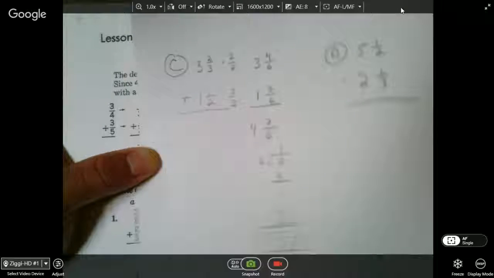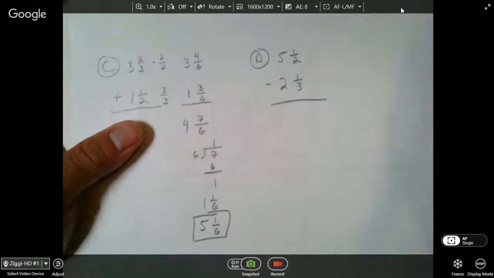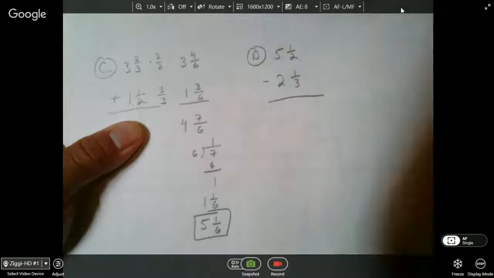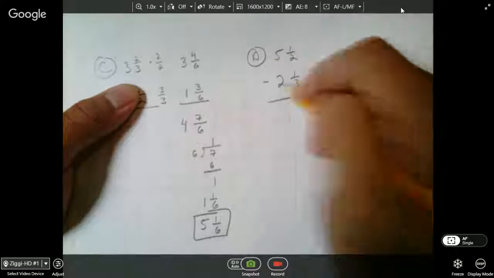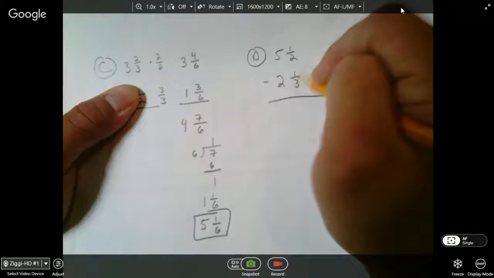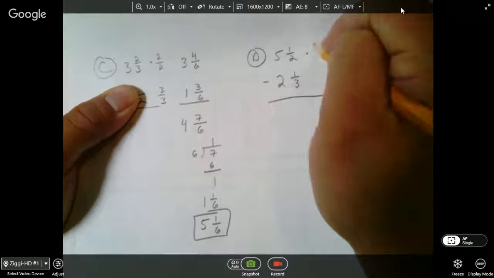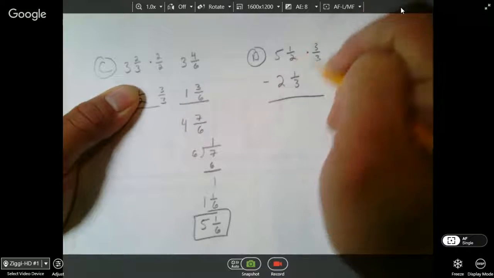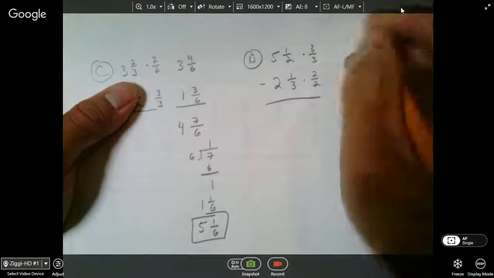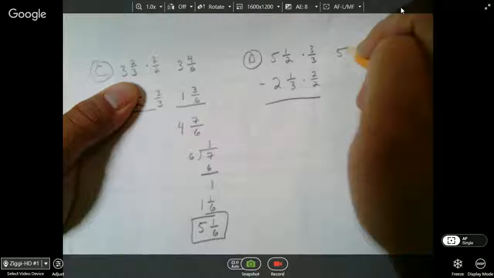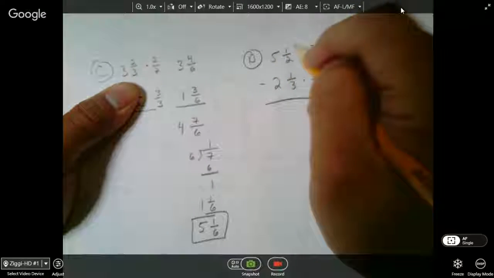Okay, and then the last one is a subtraction problem. Okay, so again, I want a common denominator. They don't have common denominators. I'm going to ignore the 5 and the 2 for right now. Right, so bottom denominator is 3, so I'll multiply by 3/3. Top denominator is 2. I'm going to multiply by a 2/2. Okay, so what I have here is 5. Okay, bring that over. And then multiply horizontally.